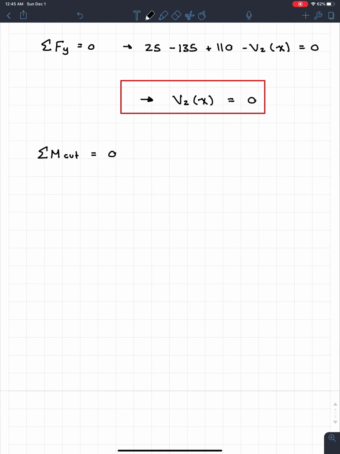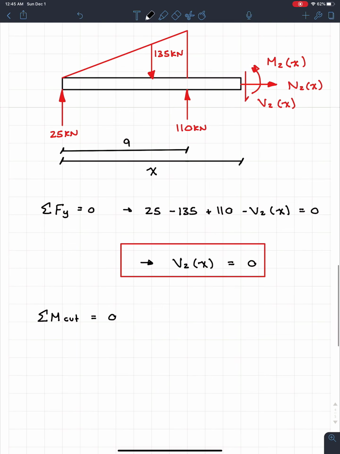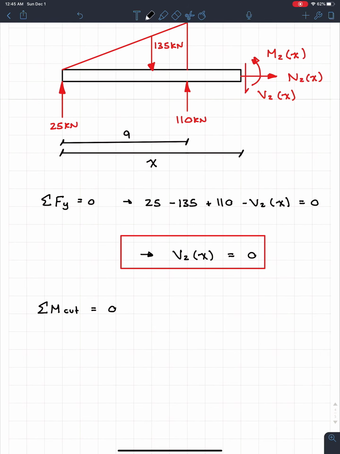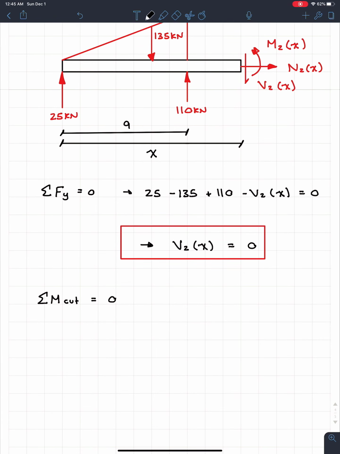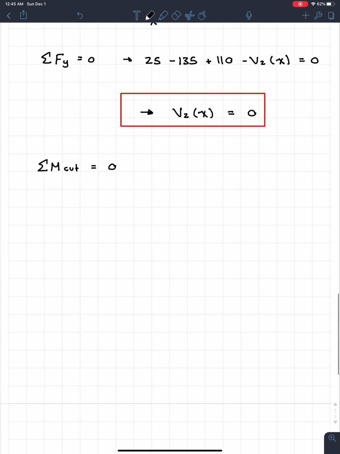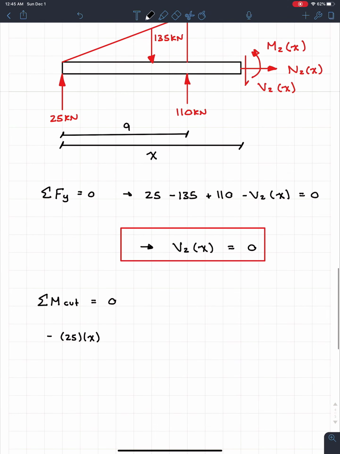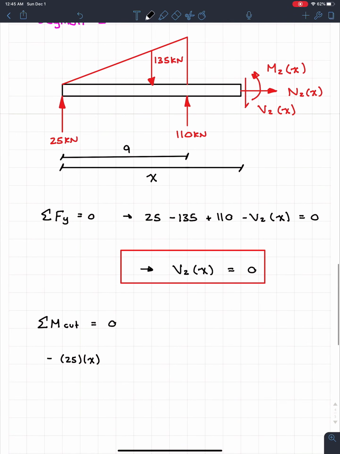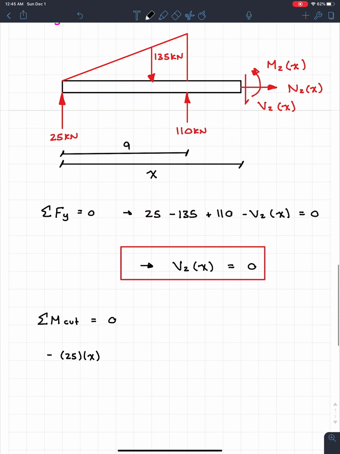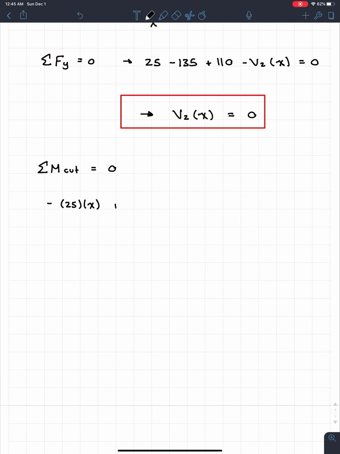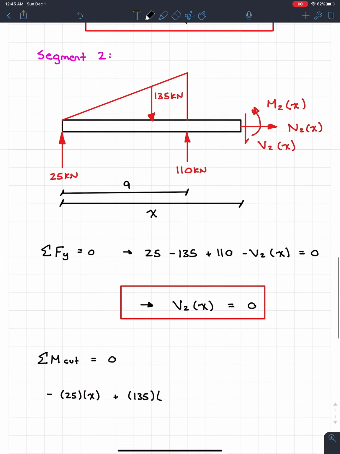And in this case, it's even worse. And you guys will see why right now. So the first thing I like to do, go from the left and work my way right. So if we're taking the moment about the cut, we see that the 25 kilonewton is going to create a clockwise moment. So we're going to have negative 25, and this one acts at a distance of x. That one wasn't too bad, but now it's going to start getting messy, because now if we look at the 135, it's going to be a counterclockwise moment. So we're going to have plus 135.